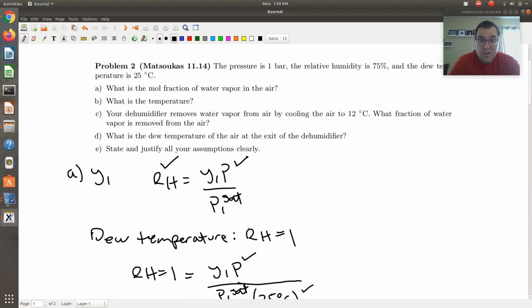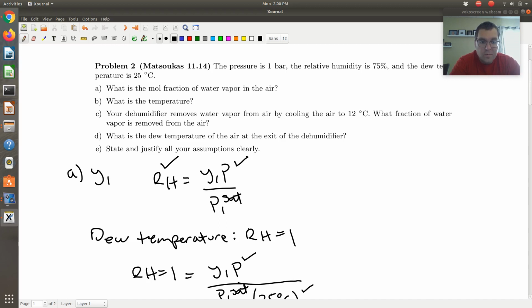So C: your dehumidifier removes water vapor from air by cooling the air to 12 degrees C. What fraction of water vapor is removed from the air? Basically, we're going to take our stream from A and cool it down to 12 degrees C. And we're asked what fraction of water vapor is removed from the air. So of the water that we started with, I'm taking this as how much has been removed.